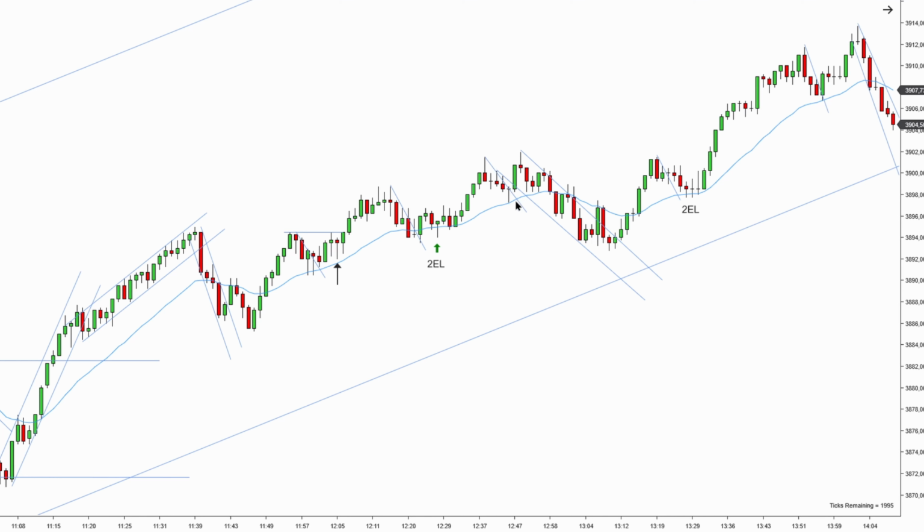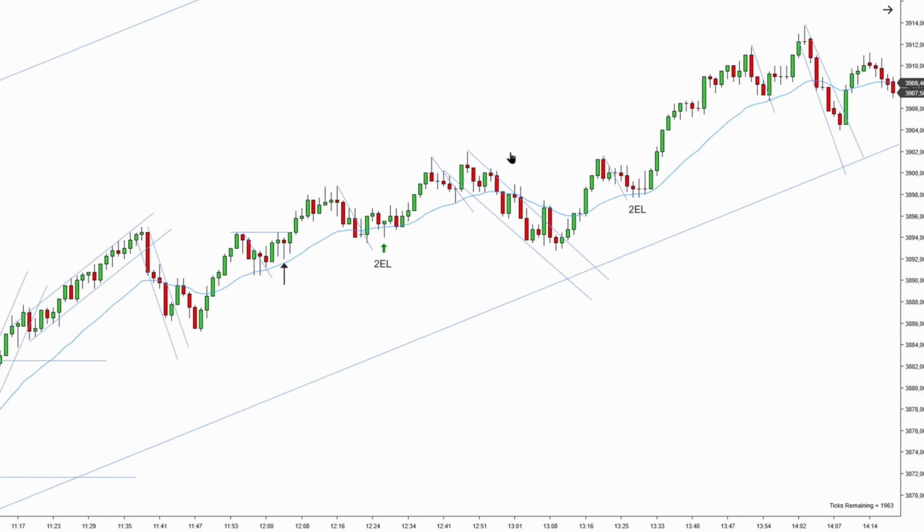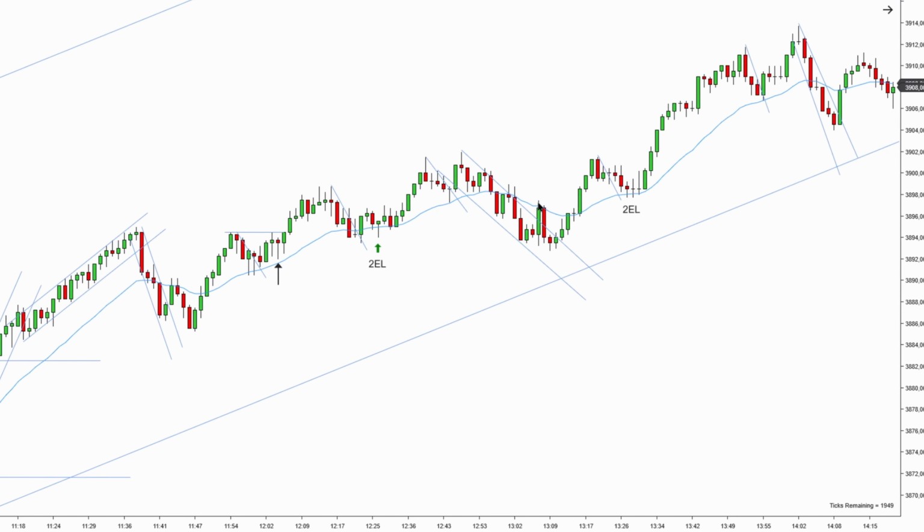You can create a pullback to the EMA. I don't really like taking this. You're risking really a lot. Notice it barely worked before there was a stronger correction. Break new extreme for the correction, indicating the downtrend played out.